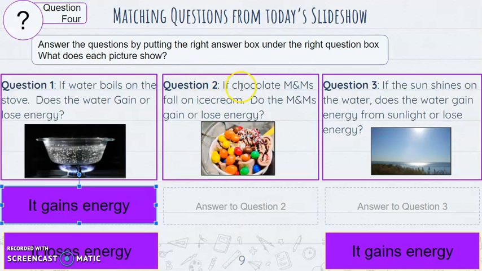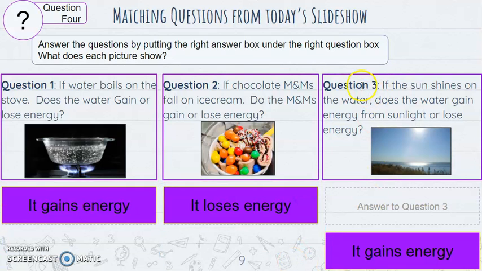Question 2. If chocolate M&Ms fall on ice cream, do the M&Ms gain or lose energy? Well, those little M&Ms fell on the ice cream by some magic, and you didn't eat it quite yet, but the M&Ms actually lost energy. The cold ice cream soaked up that heat that is in the M&Ms, which is not much, but it soaked it up and made those M&Ms colder. And when you bite the M&M, it's a lot more rigid because the M&Ms lost energy to the ice cream. They got colder.